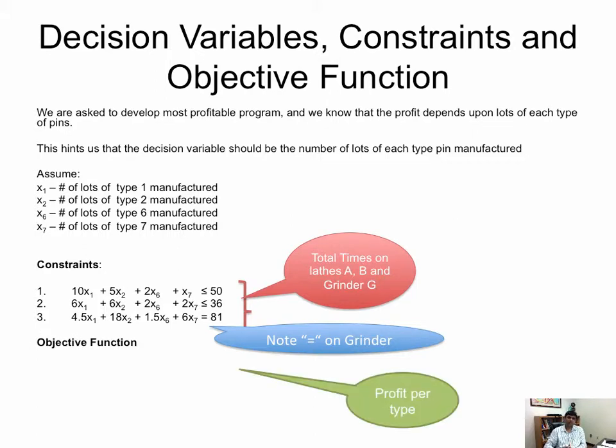And finally, the objective function, which is to maximize the profit per type. In this case, it is given by maximize Z is equal to 9x1 plus 7x2 plus 2x6 plus 4x7, where 9 is the dollars per lot of x1 type. So 9x1 becomes the profit on type pin 1, and then similarly 7x2 plus 2x6 plus 4x7.